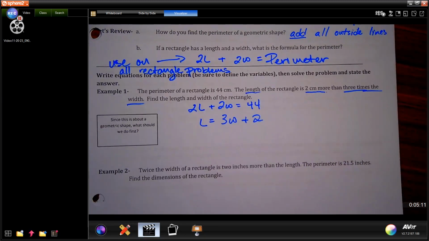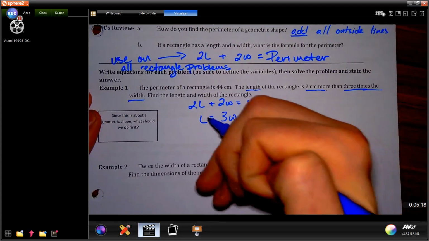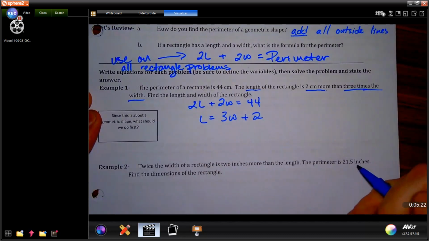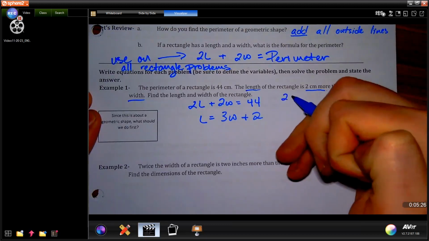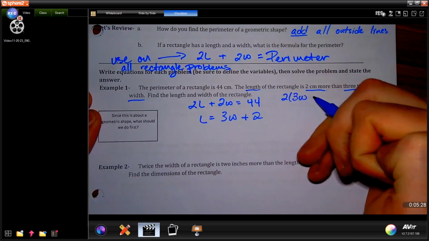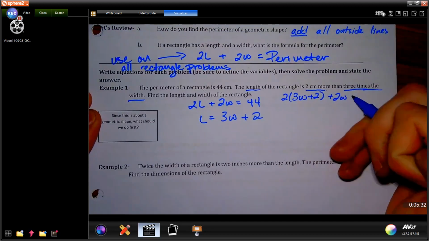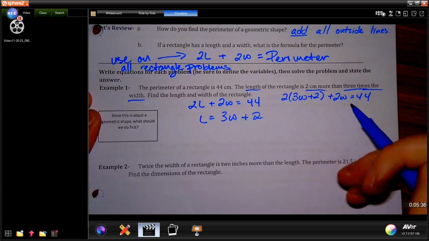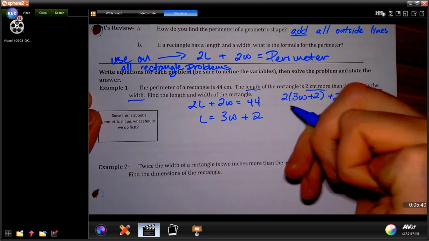So unfortunately, we won't be able to use elimination for a lot of these, or we shouldn't at least. Okay, so first thing that I need to do, I have L equals this. I'm going to put it in for the L there. So instead of 2L plus 2W equals 44, I will have 2 times (3W plus 2) plus 2W equal to 44. Now what have I accomplished with this? Now I have W and W instead of an L. So I can solve for the width of the rectangle.